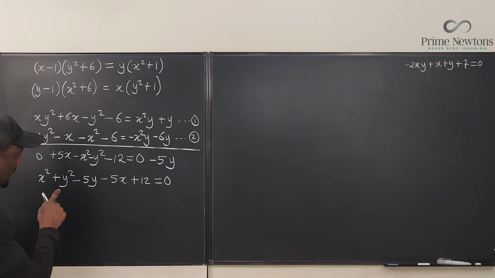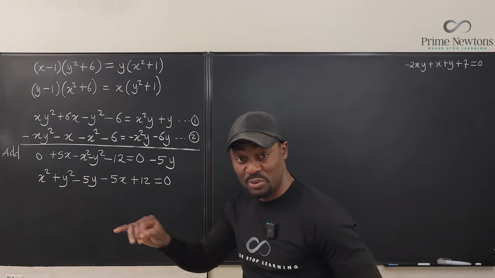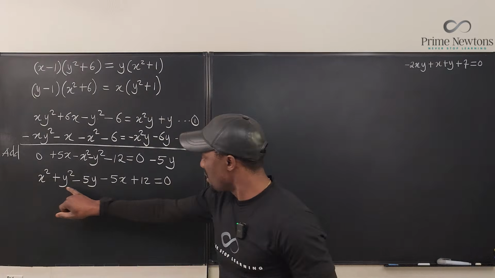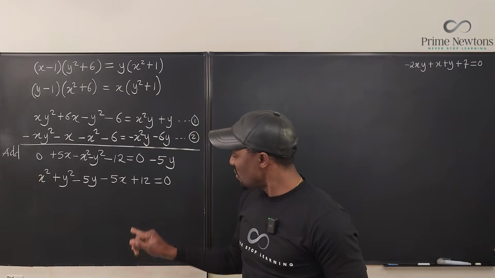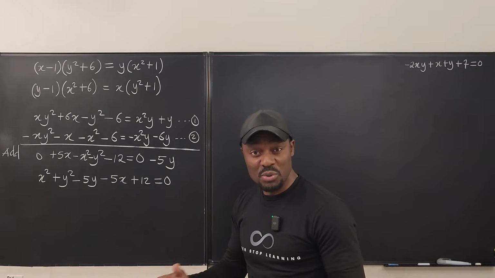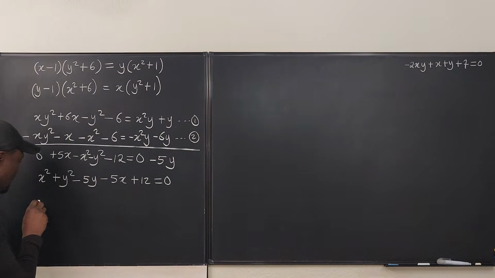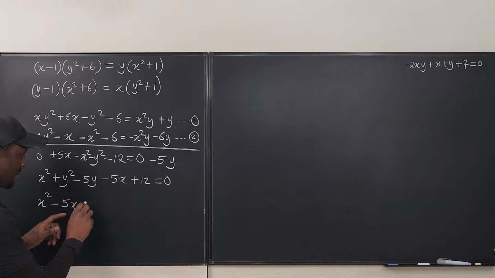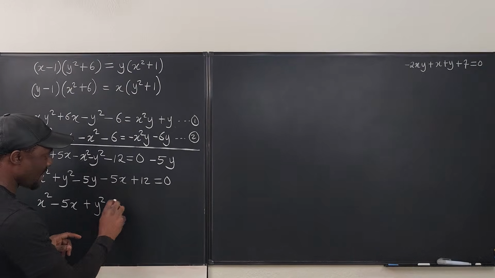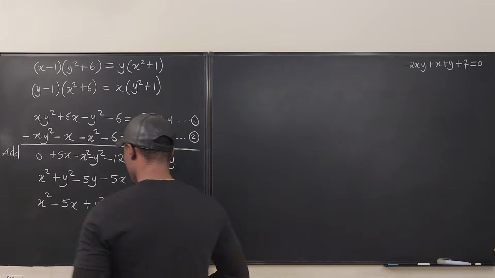We can actually rearrange this. And because this is a square, the problem with having a single equation with multiple terms and squares is that this looks like the equation of some circle or parabola or hyperbola. You can't tell until you complete the squares. So let's put the x's together. So we have x squared minus 5x plus y squared minus 5y plus 12 equals 0.